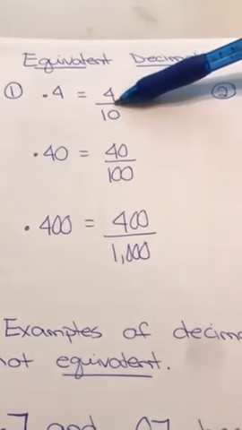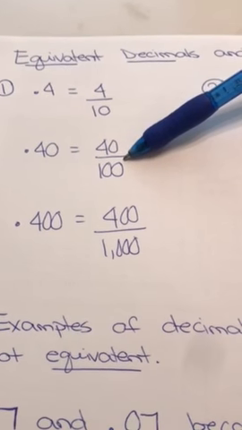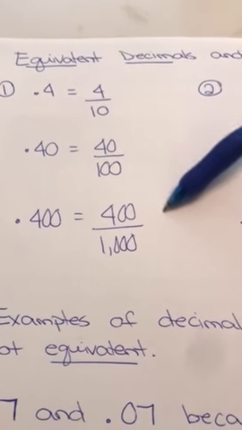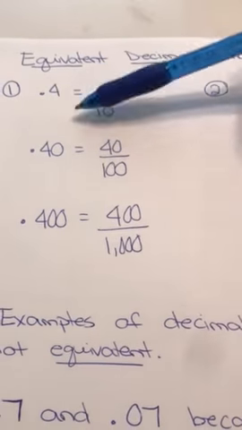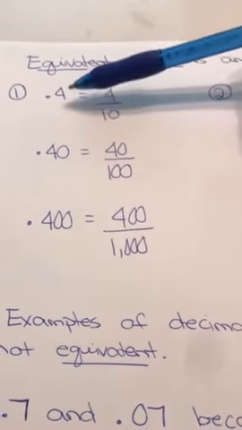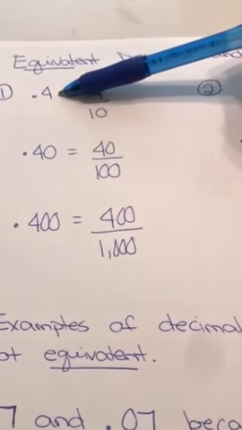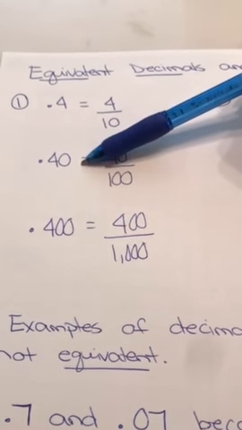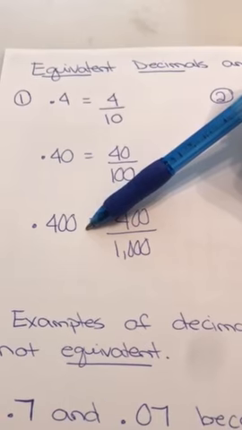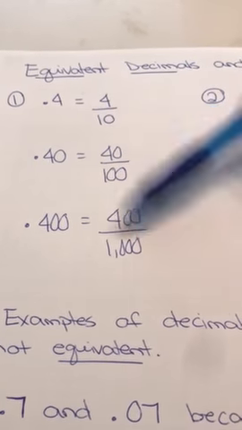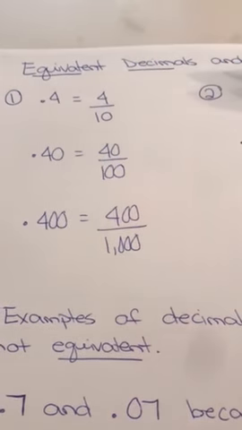We know that 4/10ths is the same as 40/100ths, which is the same as 400/1000ths. It's the same thing for decimals. These three decimals are equivalent to each other. I've got 4/10ths, 40/100ths, 400/1000ths. Just like these fractions are equivalent, these decimals are equivalent.